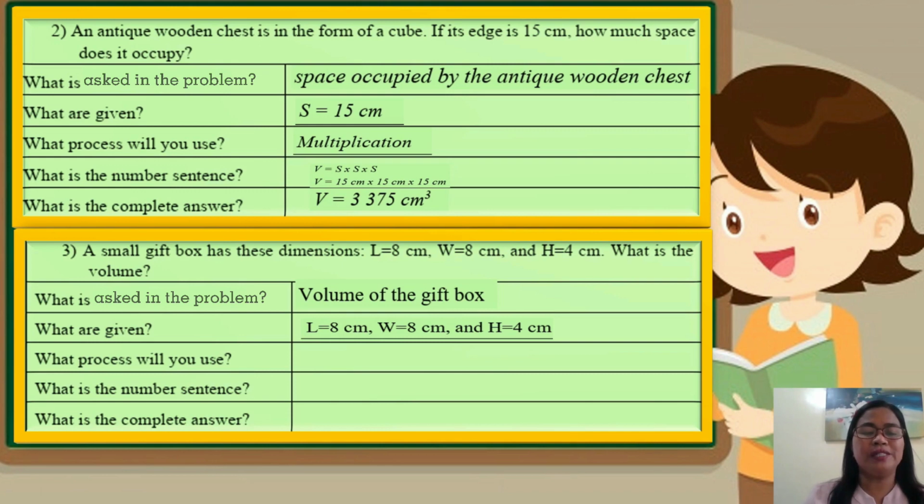What process will you use? The answer is multiplication. What is the number sentence? The answer is volume is equal to length times width times height. Volume is equal to 8 centimeters times 8 centimeters times 4 centimeters. What is the complete answer? The answer is volume is equal to 256 cubic centimeters.